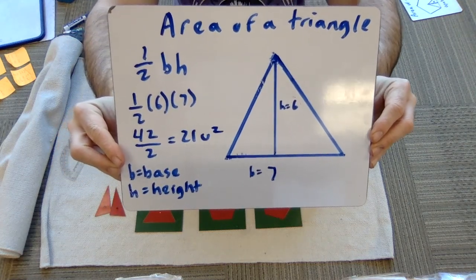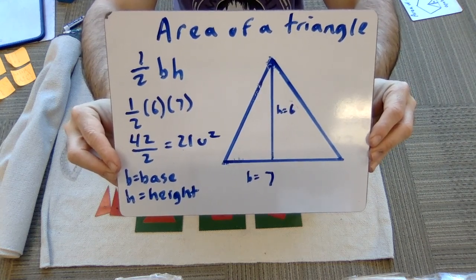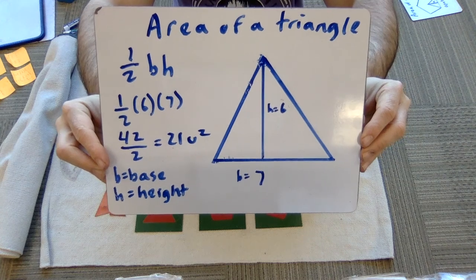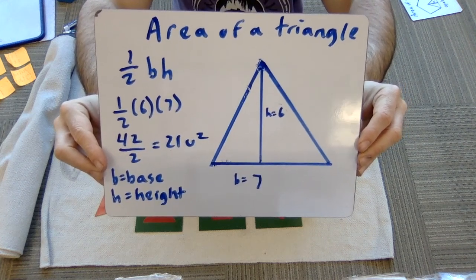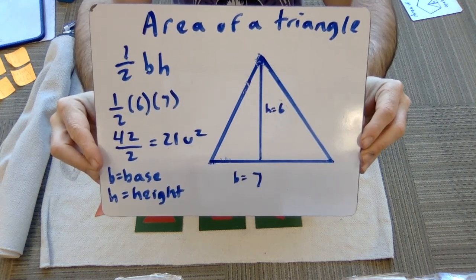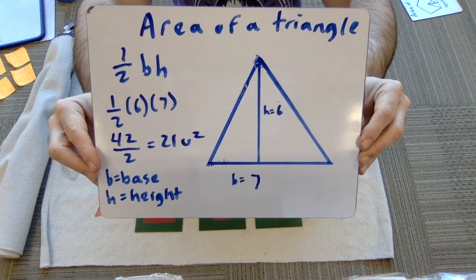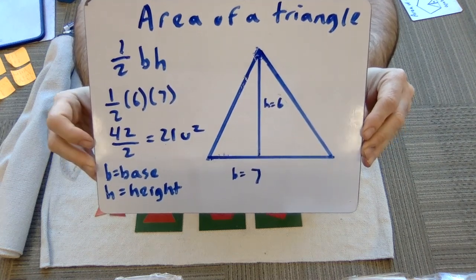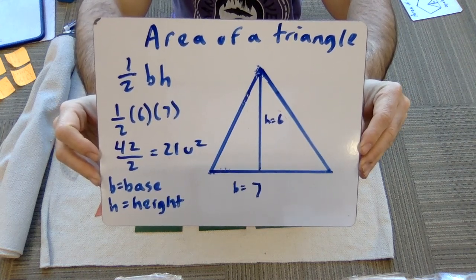I drew a nice ugly triangle there for you with a base of 7 and a height of 6. If you look up there, my formula is 1/2 base times height. That is the area of a triangle formula. I went ahead and did 1/2 times 6 times 7. That got me 42 over 2. That got me 21 units squared. We always have to give our answer in units squared when we are doing area.